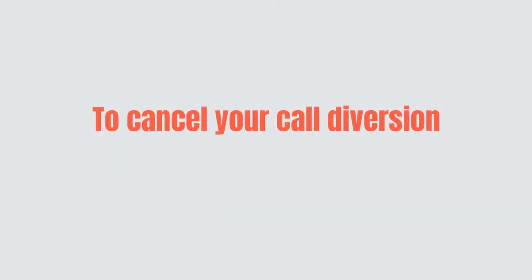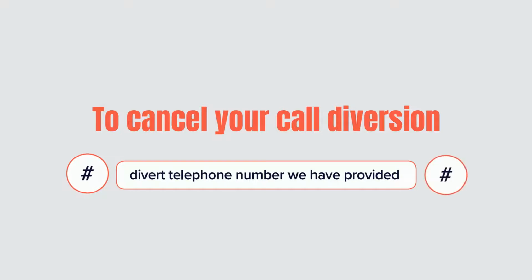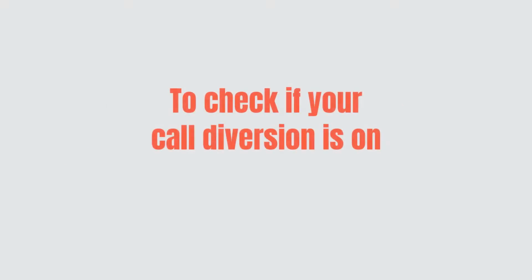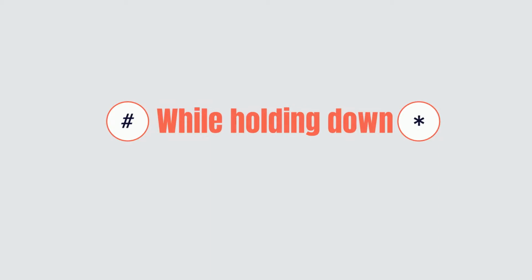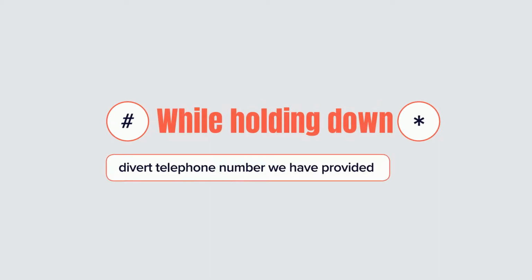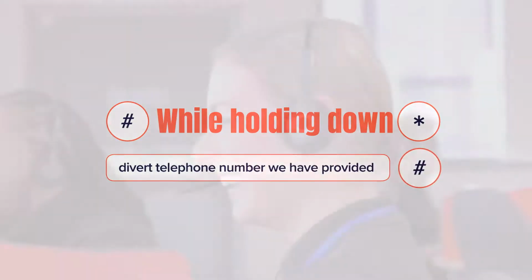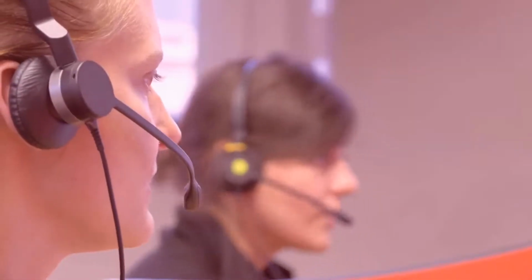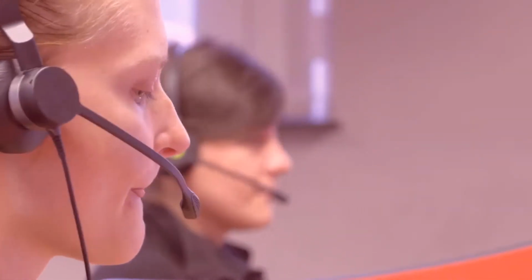To cancel your call diversion, simply press hash, key in the divert code and press hash again. To check if your call diversion is on, press hash while holding down star, then key in the divert code followed by hash. So that's how easy call diversion is to set up when you use Answer4u.